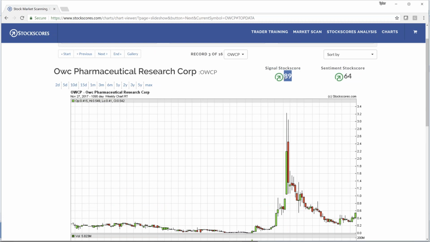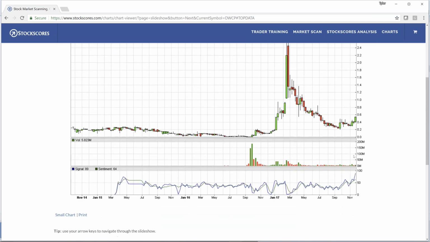Stock scores, 89, 64. Those are good. For this particular strategy, the stock scores actually don't really matter. But still, it is good to take a look at that indicator because it is an added bonus. The fact that the stock scores have come up after being down for a long time is a sign that the buyers are getting enthusiastic about it.